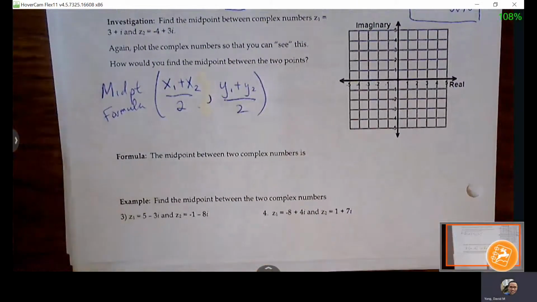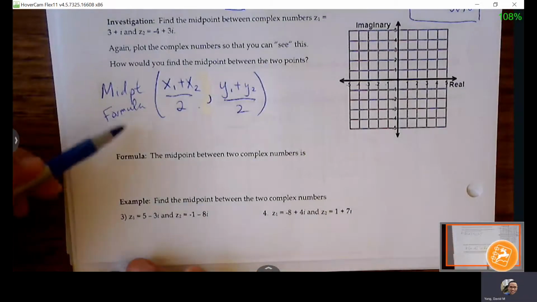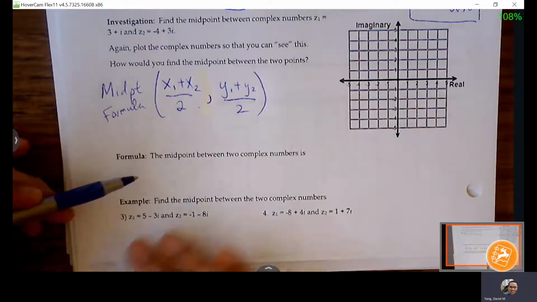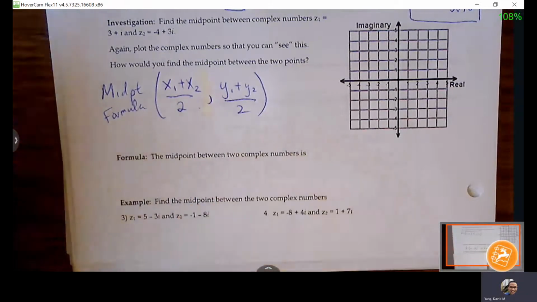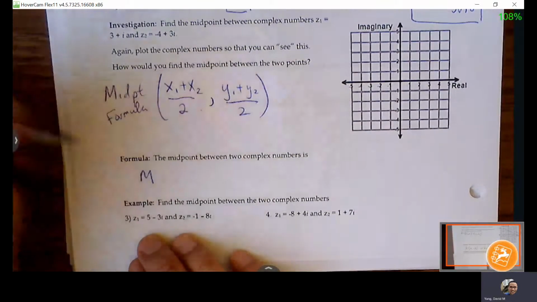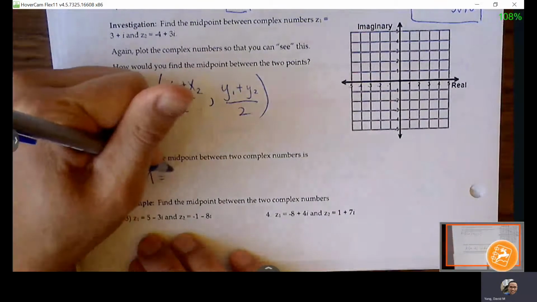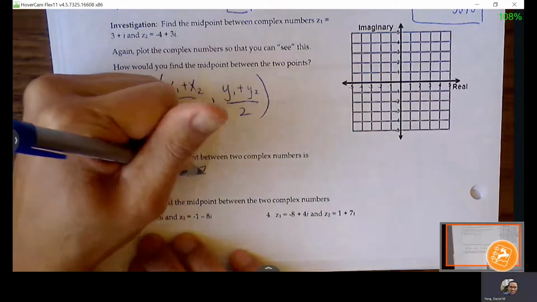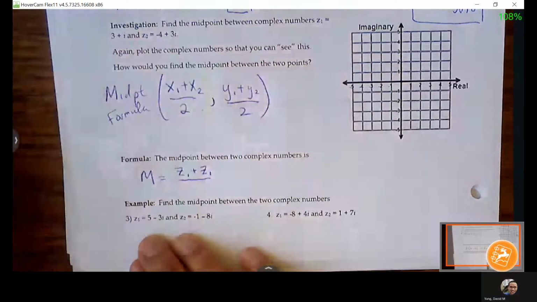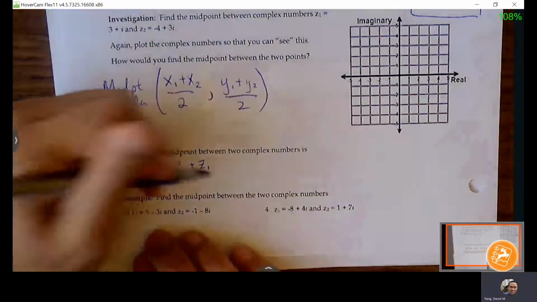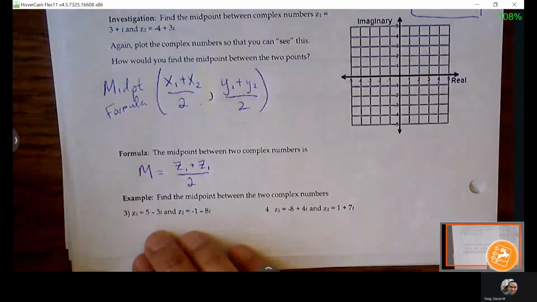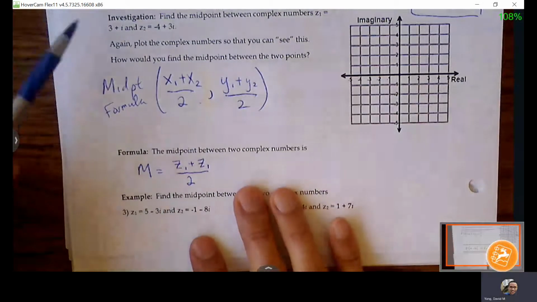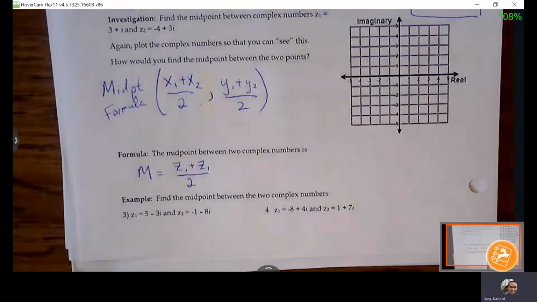Okay, so we're going to make a slight adaptation involving the midpoint between two complex numbers. So here's the formula. Midpoint for complex numbers is we're going to be adding the like components together and then dividing by 2. So distance formula, we're subtracting the like terms. Midpoint, we're adding the like terms together and then dividing by 2.